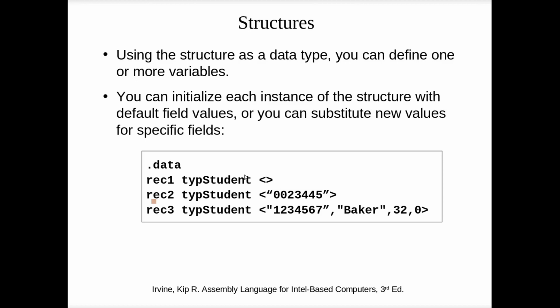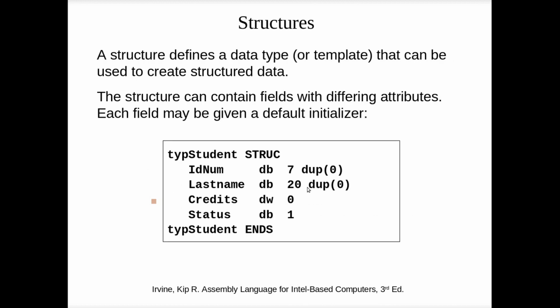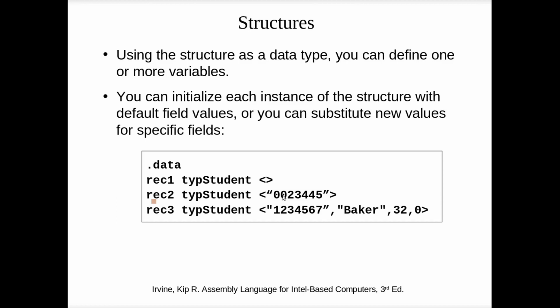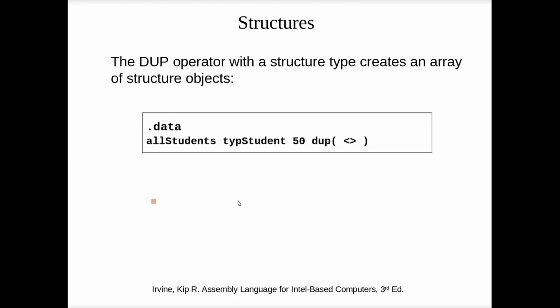If I wanted to define a structure, I define this in my data segment, and then I can define the variable. So I'll have record one, and with these angle brackets you'll have an empty structure, so it uses the default values defined on the previous slide, all zeros. This other one, in order, puts the student ID number of 002344 but leaves the last name, number of credits, and status blank. And this one has all 4. If you don't fill in the spaces, it'll fill them in with default values. You use the angle brackets to initialize the values when you define structures.